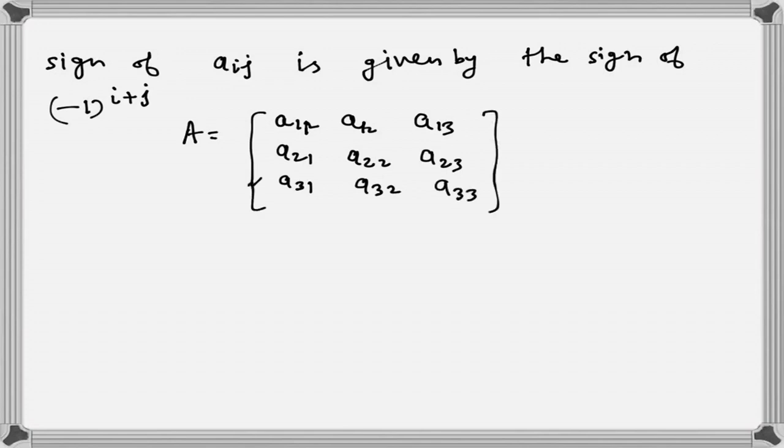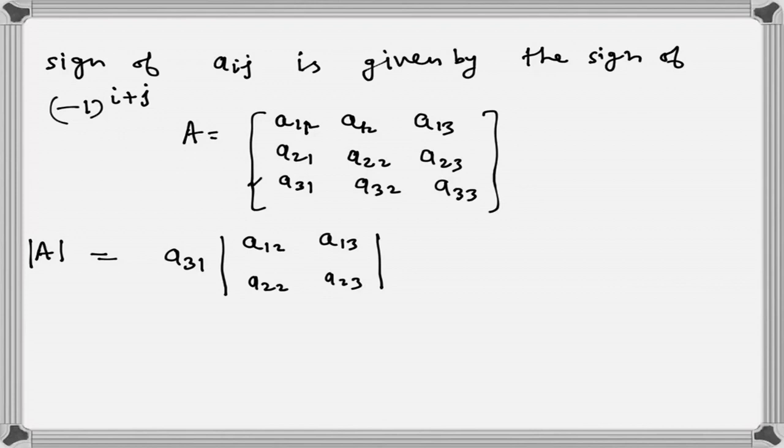Okay, so suppose instead of the first row I take the third row. Then I can write the determinant of A as the first element of the third row, a31, and the sign will be positive because (-1) to the power 3+1, which is 4, is 1, so plus sign. So we take the first element a31 and delete the third row and the first column, and we get the matrix a12, a22, a13, a23.